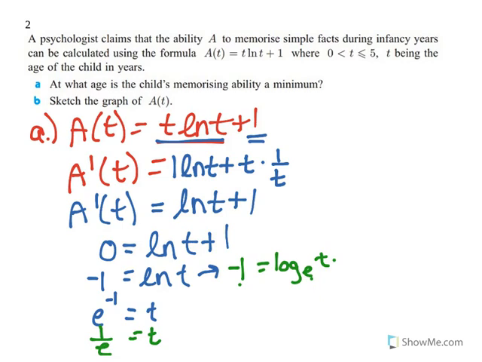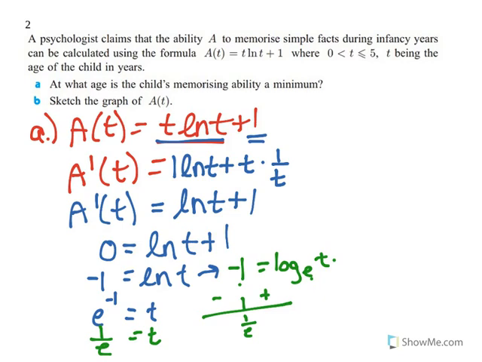So, at what age is the child's memorization ability a minimum? Let's double check to make sure that that's a minimum value. I pick a number that's bigger than 1 over e, and a number that's smaller than that, any value that you want. When you do your sign diagram, anything bigger is positive, anything smaller is negative. So yes, that is a minimum.